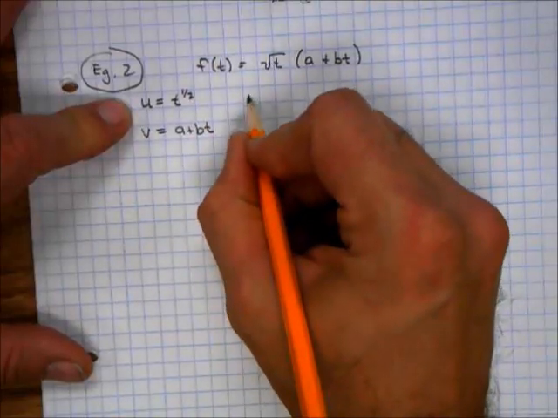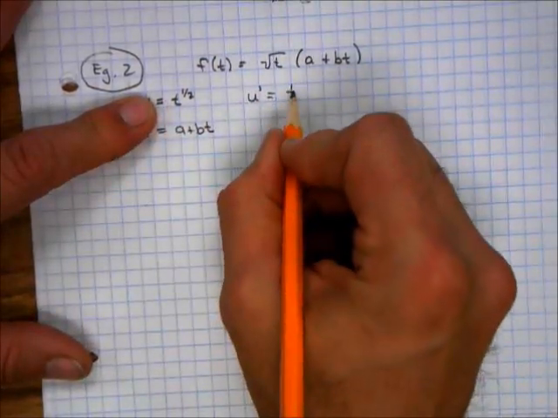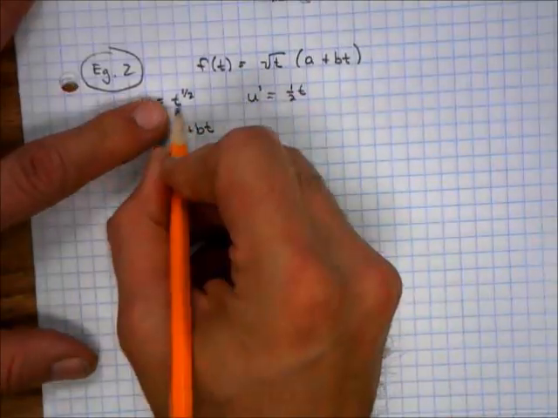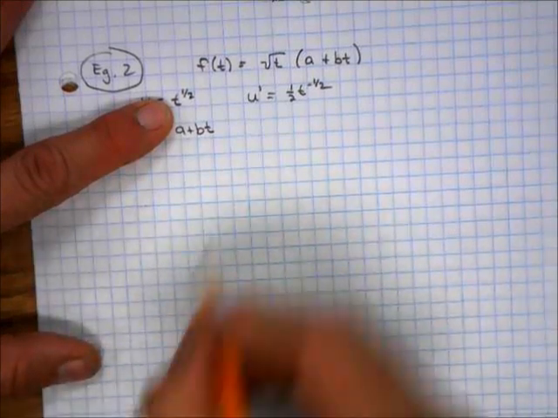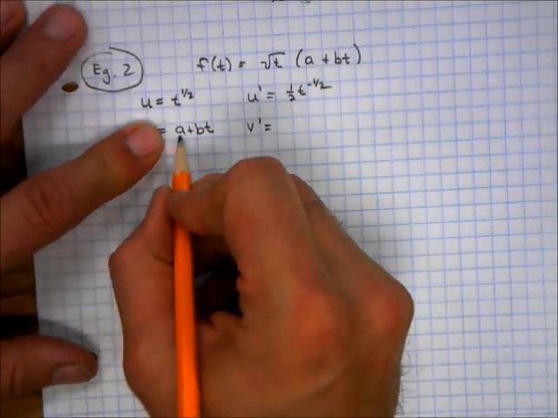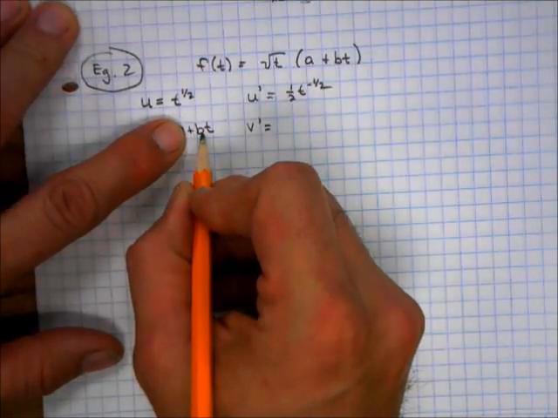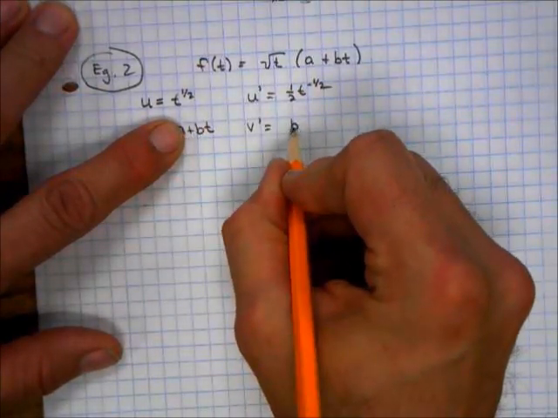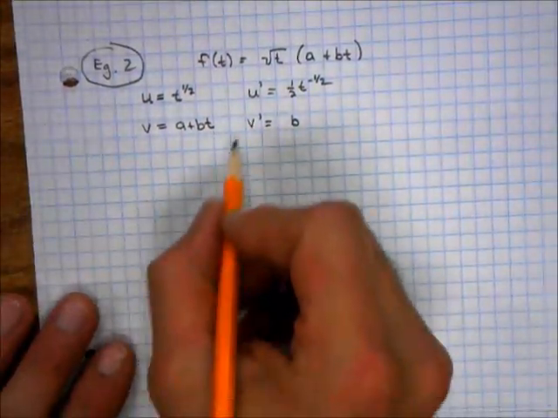U prime is 1/2 t, when I subtract 1, negative 1/2. V prime, the derivative of a, that's a constant, it's 0, and the derivative of bt is b. That's it. Now let's just put it together.